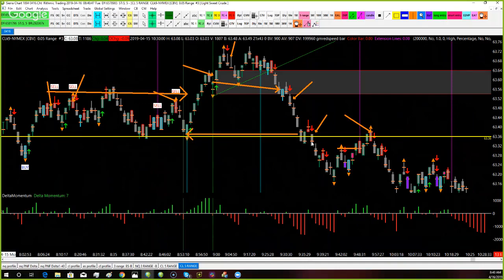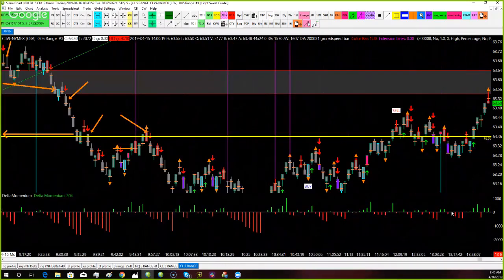You'll see once they got the point of control underneath the last push up, that generated the long liquidation. And what you wanted to know that it was busted was a close back in with the point of control back in. I'm going to show you that over here. Okay, see how they finally closed with a point of control back in? And that's what triggered the upside move.